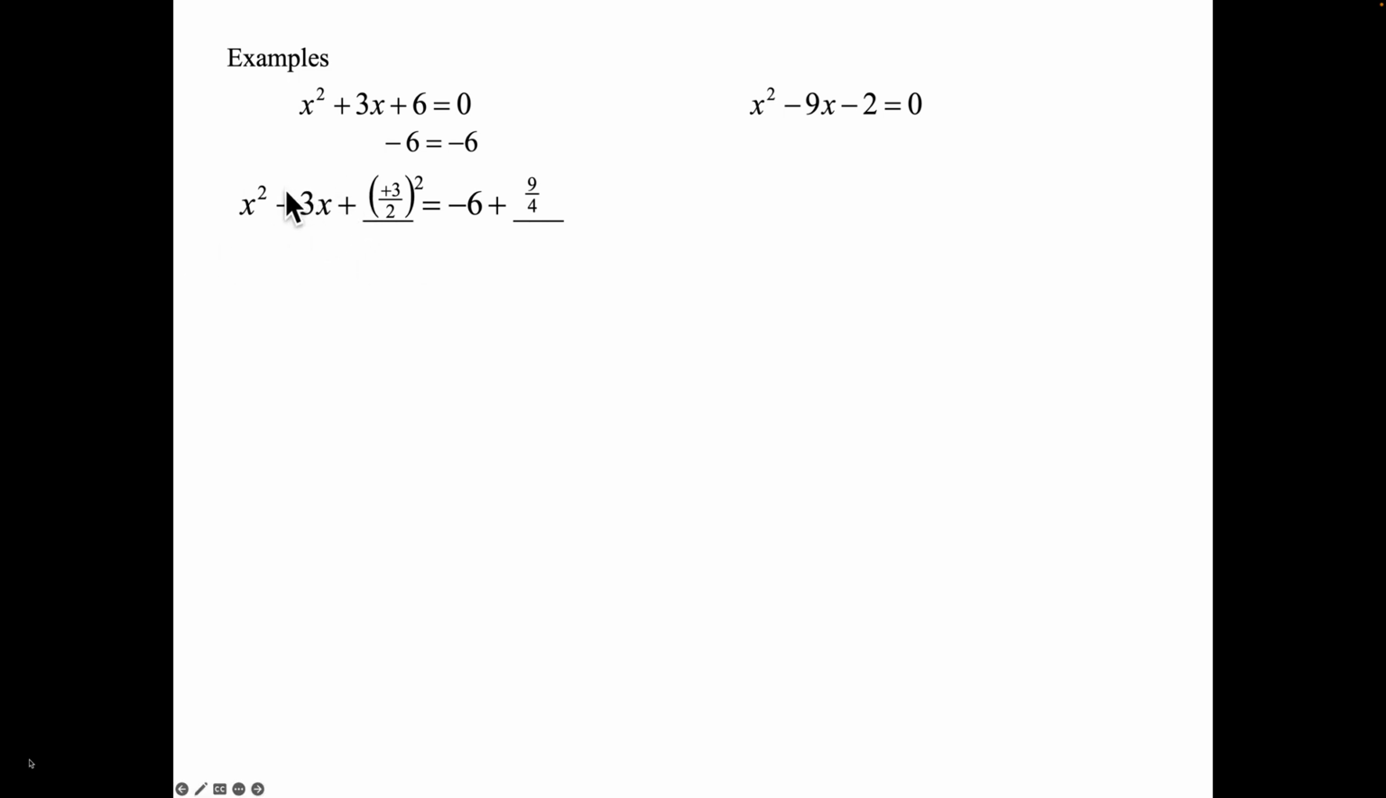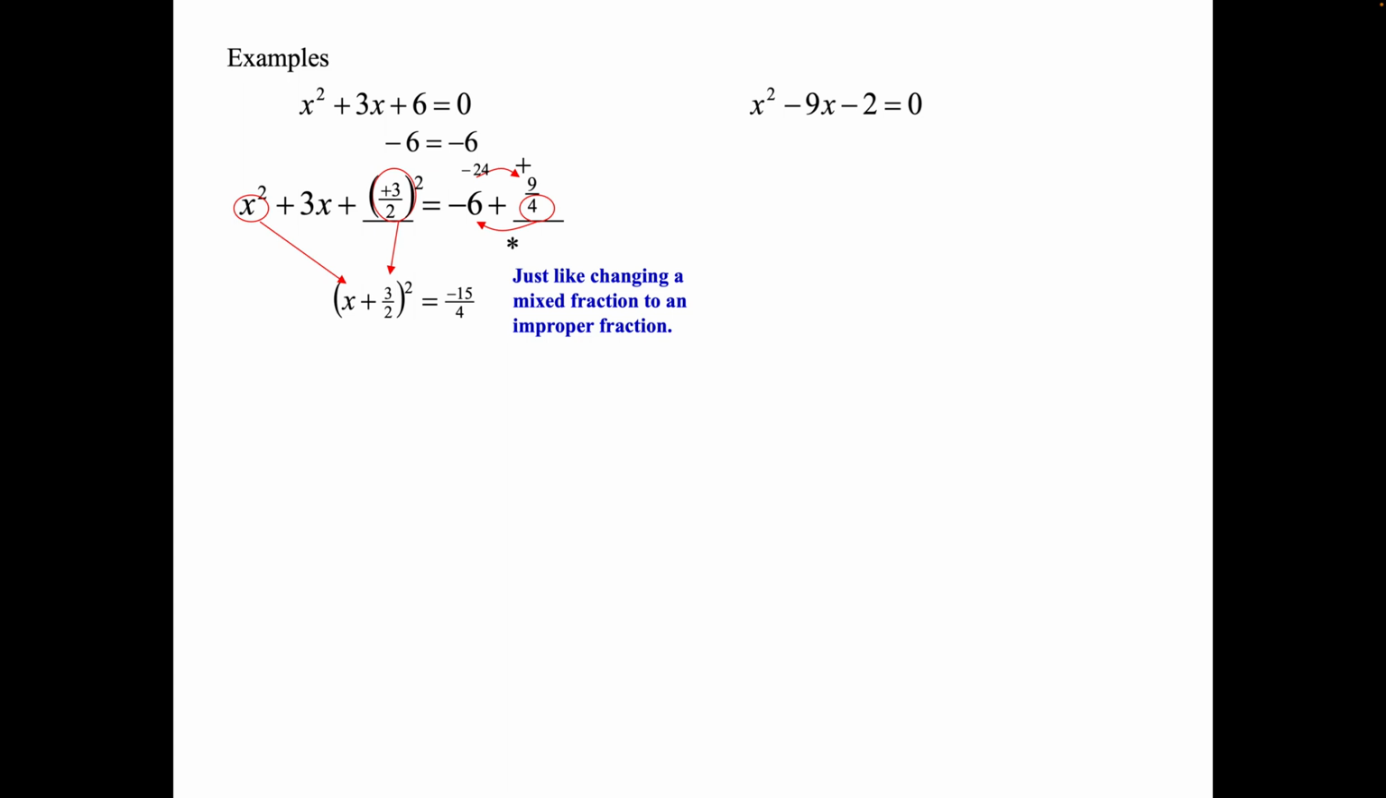All right, so the binomial, x plus 3 halves squared. Done. Now remember, I said there's no fraction work here. Negative 6 plus 9/4. When you have an integer over here, whether it's positive or negative, it's like having a mixed fraction. You take the denominator, you multiply it to negative 6, which is negative 24, and then you add it to the 9, and that gets you negative 15. I don't care what you say, I did not work with fractions. I took a 4, I multiplied it to a negative 6, I took that answer and I added it to 9. None of those numbers are fractions.